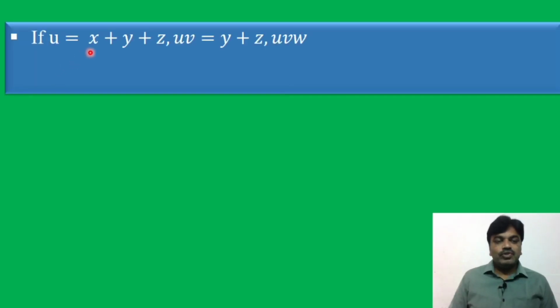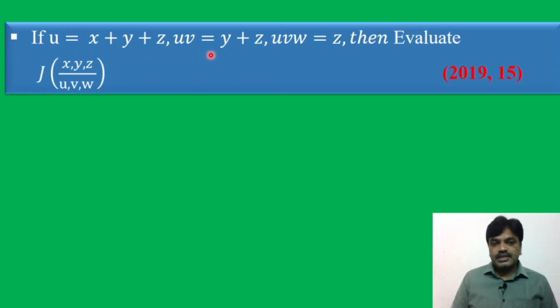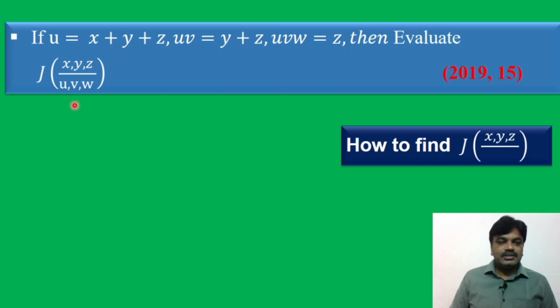If u is equal to x plus y plus z, uv is equal to y plus z, uvw is equal to z, then evaluate J of x, y, z upon u, v, w. How to find J of x, y, z upon uvw?